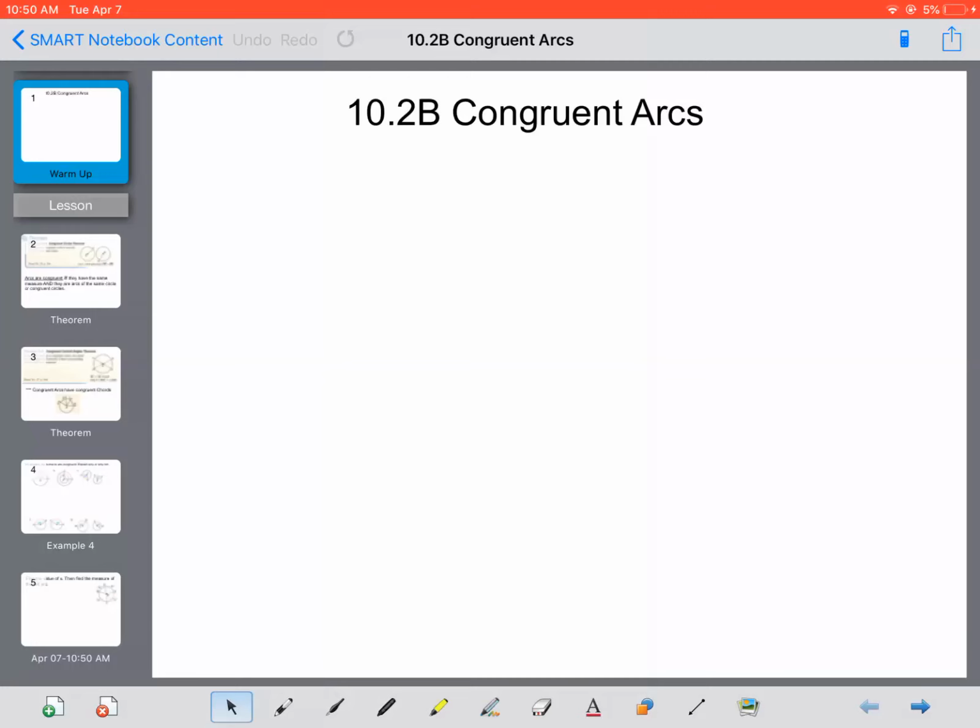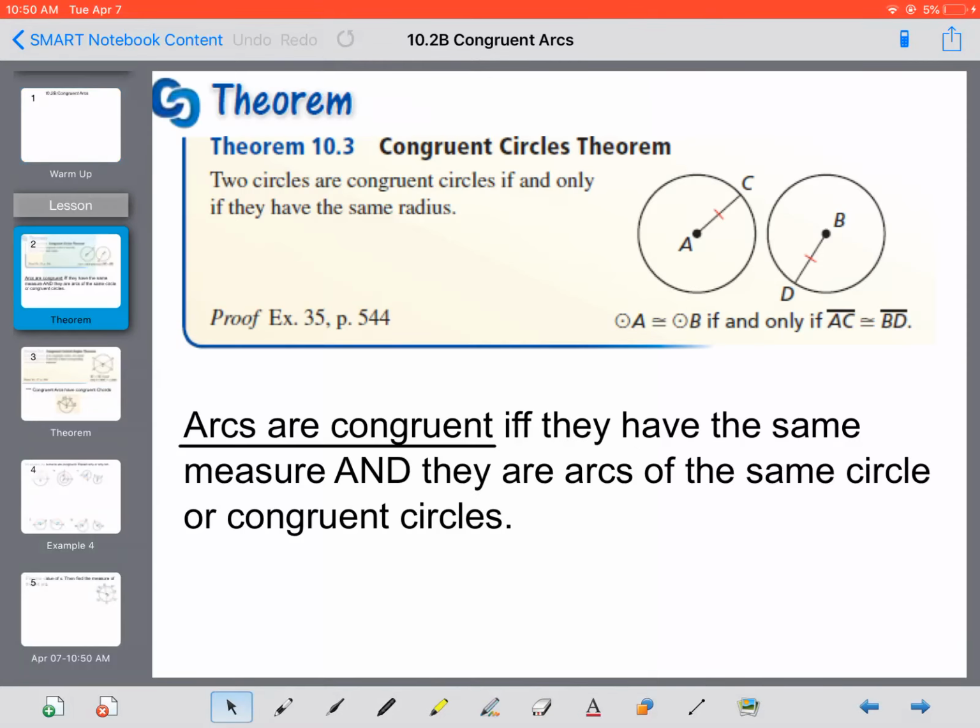Good morning. Today we're going to talk about 10.2b and its congruent arcs. So what makes an arc congruent? Well, two circles are congruent if and only if they have the same radius. So if your circles do not have the same radius, then they are not going to be congruent. And in addition to that, arcs are congruent if and only if they have the same measure and they're arcs of the same circle or congruent circles.